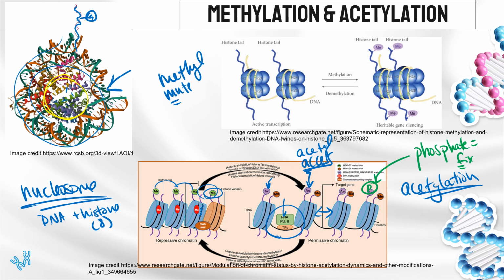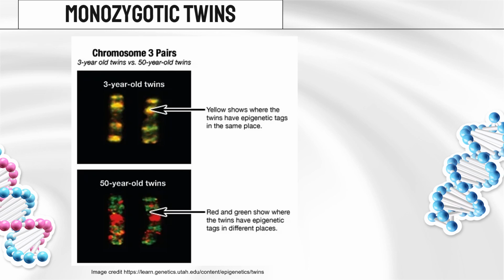Good. All right. One of the coolest ways that we study epigenetic tags, these methyl groups, these acetyl groups, is by looking at twins, identical twins. So monozygotic twins, these are identical twins. There was a single egg and a single sperm that formed a single monozygote, that first fertilized cell.